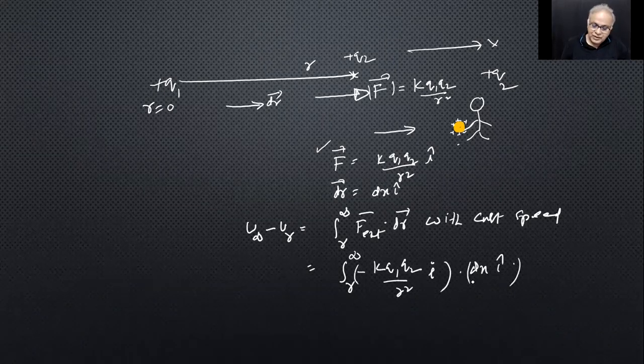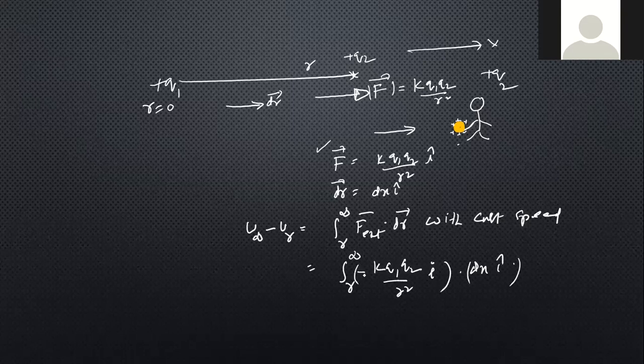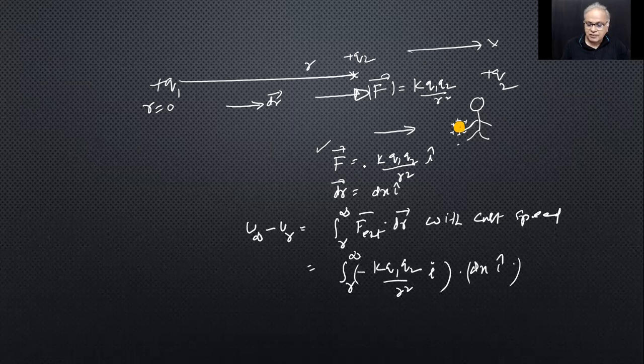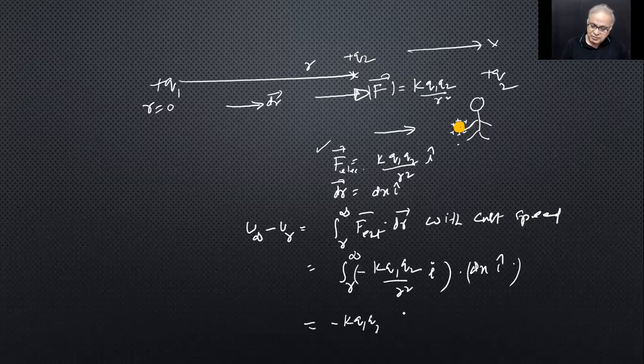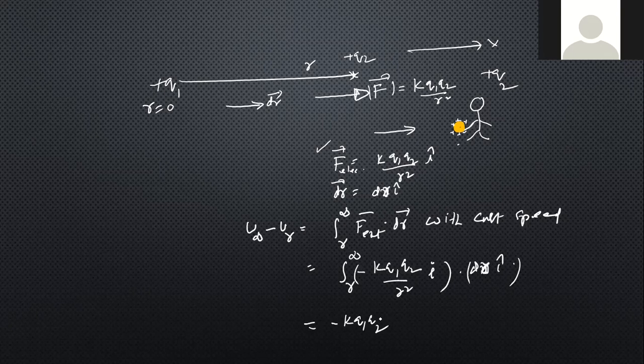Because I removed this minus sign, I am putting a minus sign here. I don't know whether you understood. Why? F external is opposite to F electric, right? It is against that F. So what will I get now? Minus K Q1 Q2, we can take Q2 out, minus 1 by R square dr. Actually dx I am writing there, so dr I'll put here. Minus 1 by R square dr r cap.